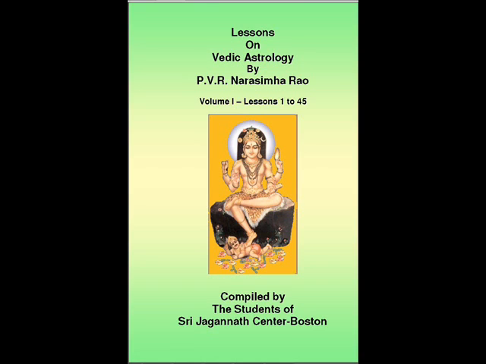Depends on association, for Mercury. Well, associated Mercury is benefic. If Mercury is with Jupiter, he is benefic. If he is with Saturn, he is malefic. So depending on who he is with, he can change his colors.